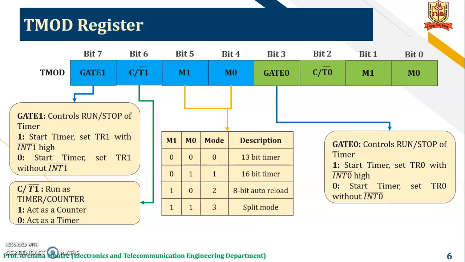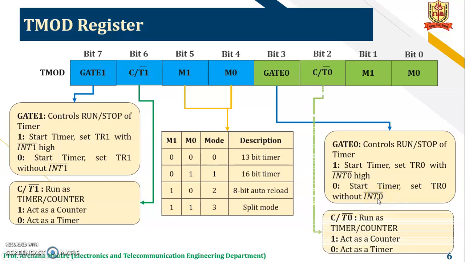Now next, for Timer 0, the GATE0 description is the same as GATE1. It will run or stop the timer. If it is set, then start the timer, set the TR0 bit in the TCON register and consider the status of external interrupt. If it is 0, then start the timer, set the TR0 bit in the TCON register without considering the status of external interrupt INT0 bar. Now next, C/T0 bar. If it is 1, act as a counter. If it is 0, act as a timer. Then M1, M0 are the same mode selection bits.